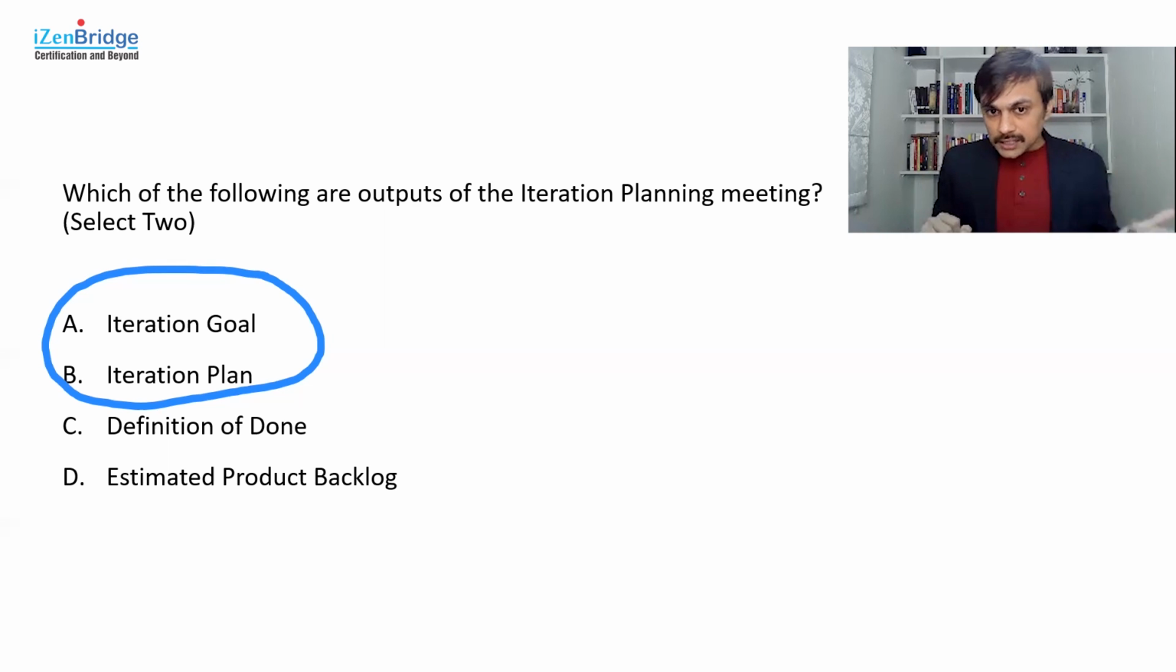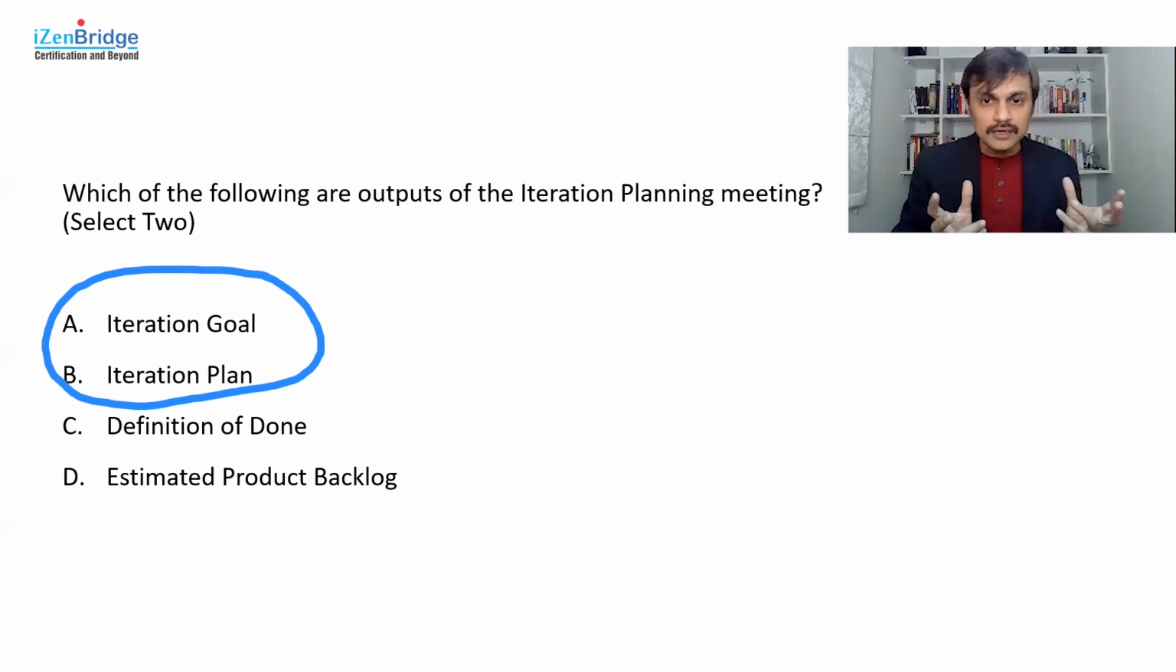Now, if you are still confused about why not definition of done, why not estimated product backlog? The estimated product backlog is something where the product backlog gets estimated in a backlog refinement meeting. It's a continuous process. It's not a one-time job. It's a regular thing because the product backlog items are emerging regularly.